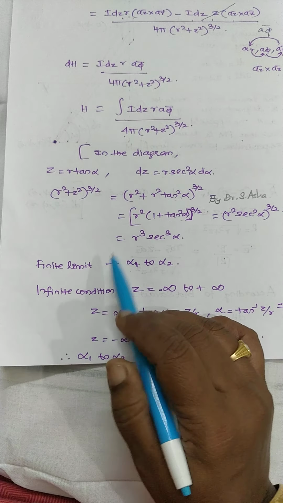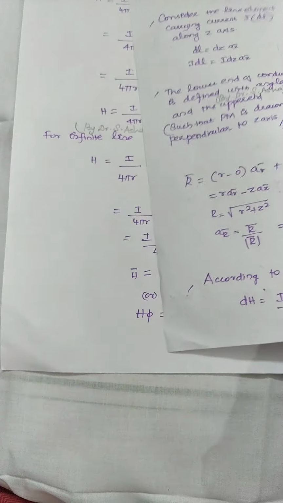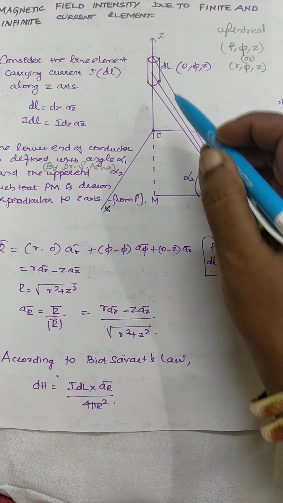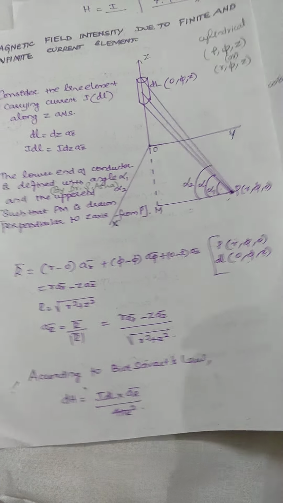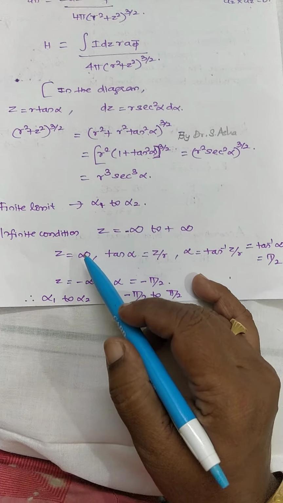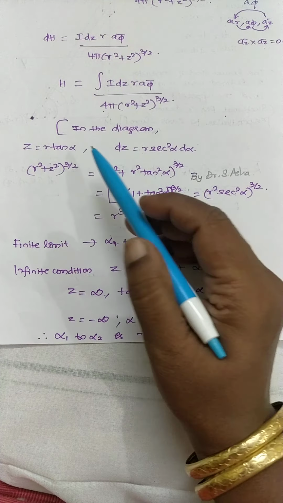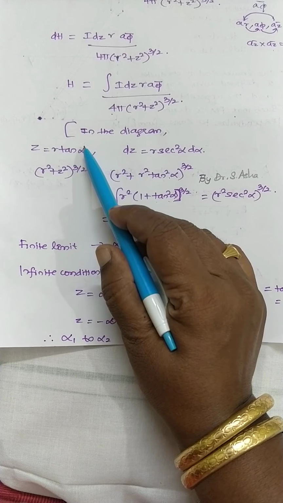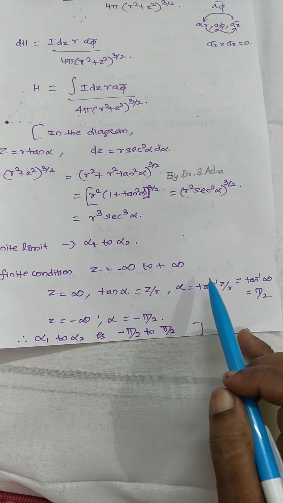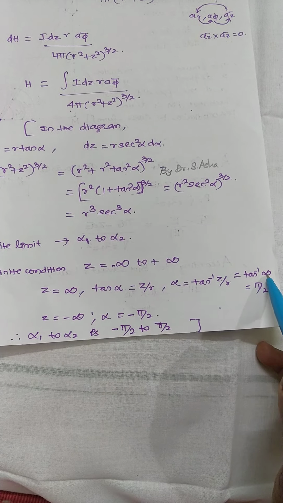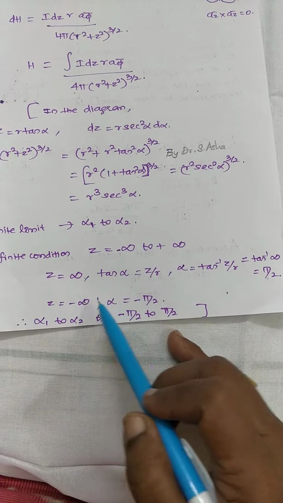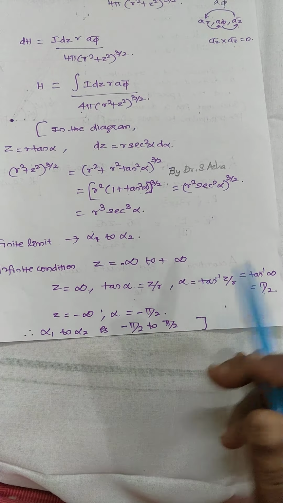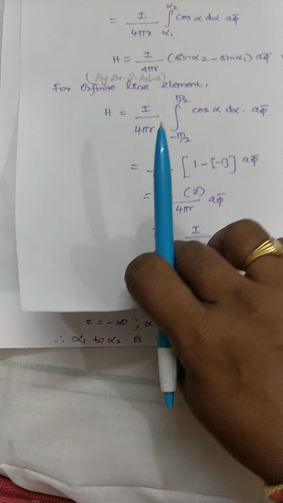For the finite case, the limit is known, lower limit to upper limit, which is alpha 1 to alpha 2. Whereas for the infinite condition, I have to identify the angle. How to identify the angle for the infinite condition? Substitute z equal to infinity in this equation. We have chosen z equal to r tan alpha. So alpha becomes equal to tan inverse of z by r. So if z is equal to infinity, tan inverse of infinity is pi by 2. Likewise, z equal to minus infinity produces minus pi by 2. So I have two sets of conditions now to be discussed.